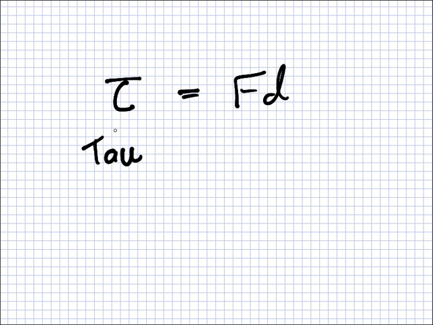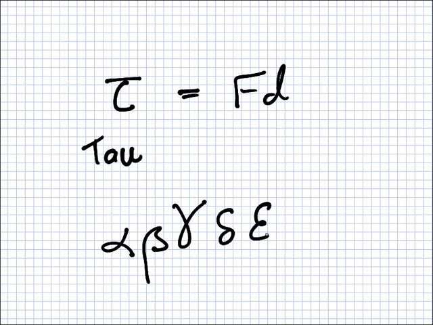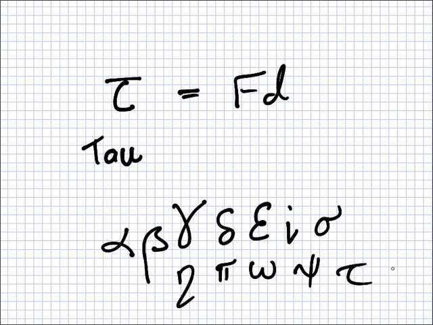You know your Greek letters? This one? Gamma, sigma, delta, epsilon, iota, sigma, eta, pi, omega, psi. You know, you'll have to start learning these. Anyways, this one is tau.